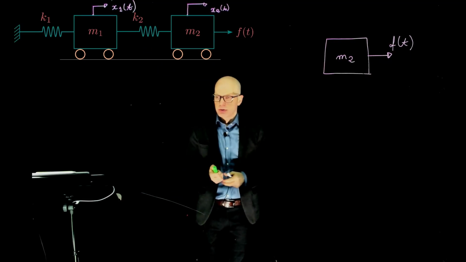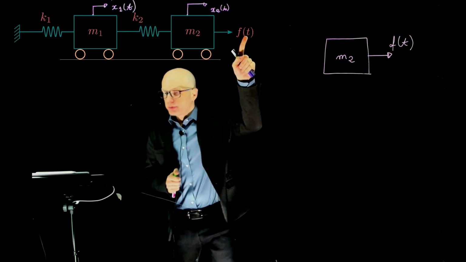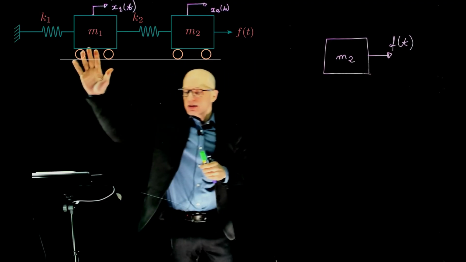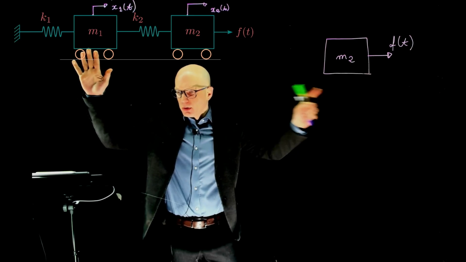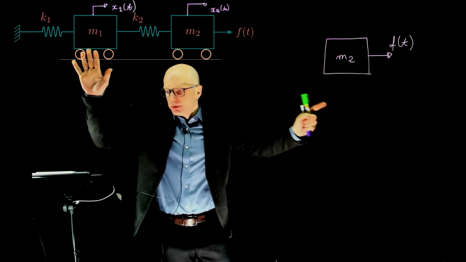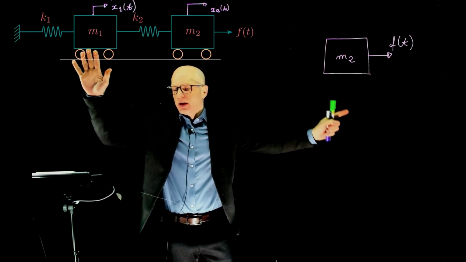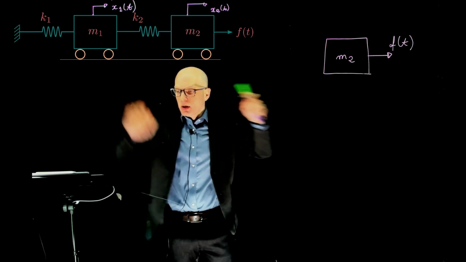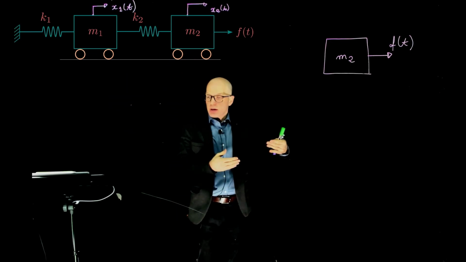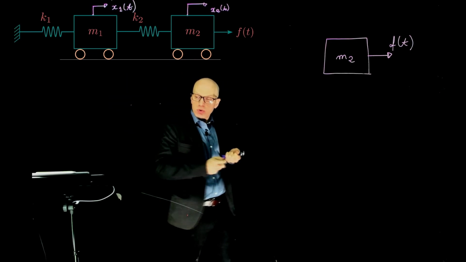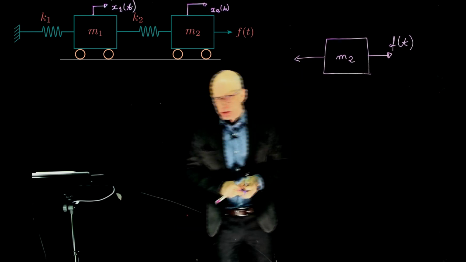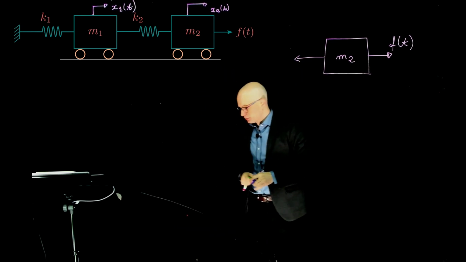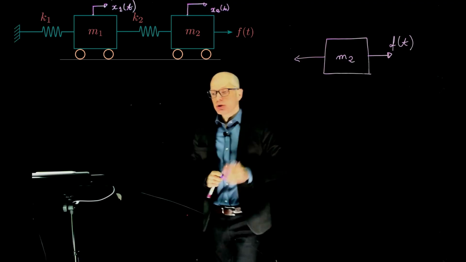So let's think about this. The input is F of t. If you hold mass m1 in place and displace mass m2 along the input force, F of t, to the right, then this spring is acting against motion, is holding the mass back. Therefore, it must apply a force in this direction. What is the magnitude of that force?